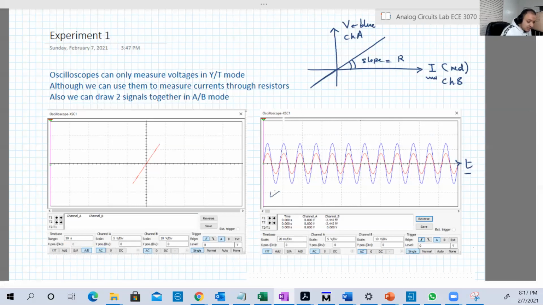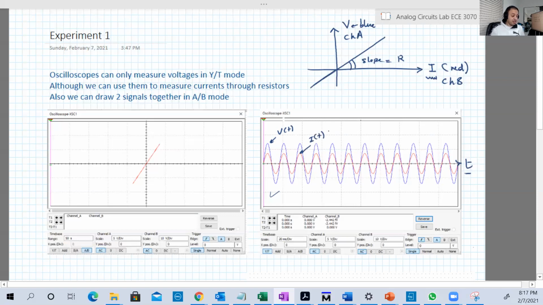Let's assume for a moment that one of these signals is V, the voltage, and the red one, for example, is the current. So the blue is the voltage, the red is the current, just for a moment, okay? Both of them are now drawn versus time. If you want to measure the voltage value at a specific time, you go to that time, go up and measure. For example, at that time, if we go up here, this is the value of the voltage, and so on.